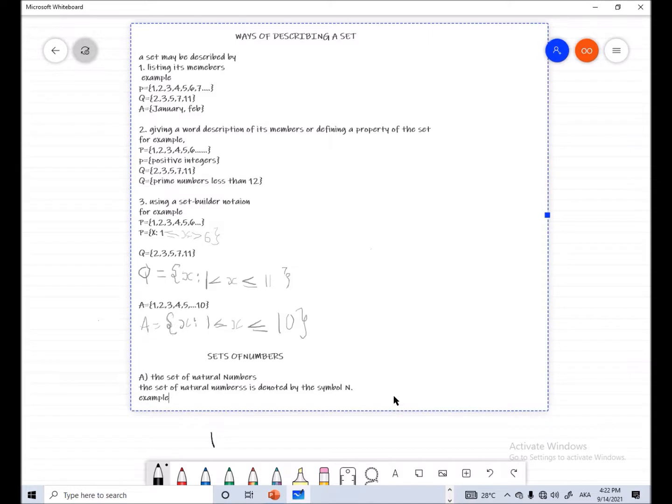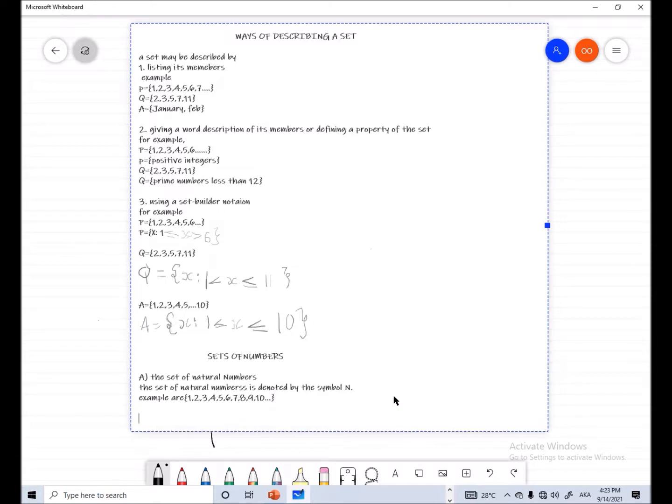So what comes to your mind? Can we list it? 1, 2, 3, 4, 5, 6, 7, 8, 9, 10, 11, 12, 13, 14. These are the natural numbers, and they go on to infinity.